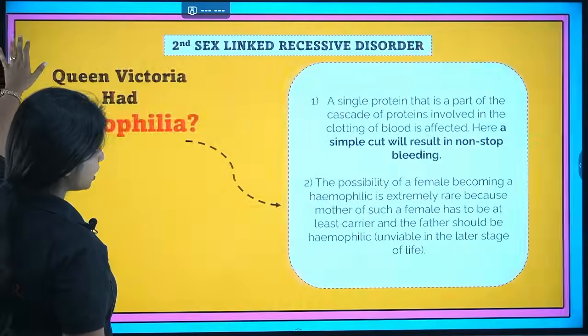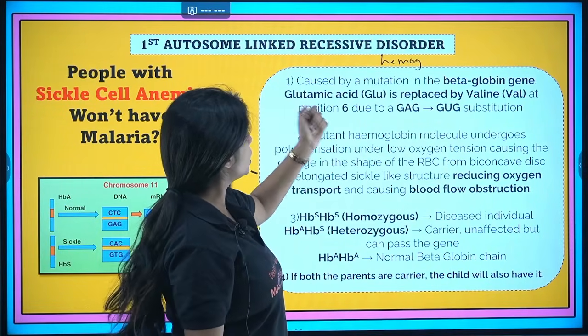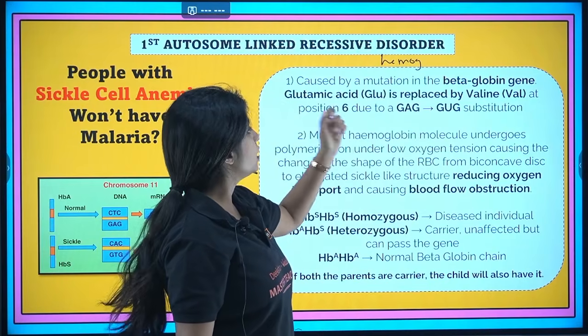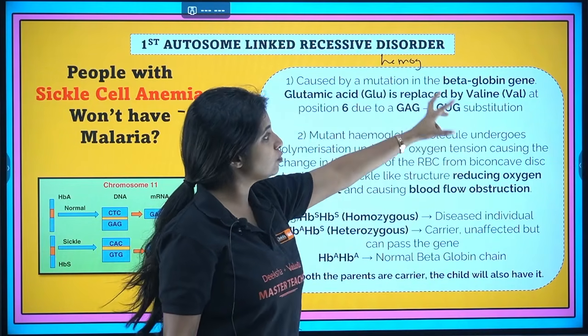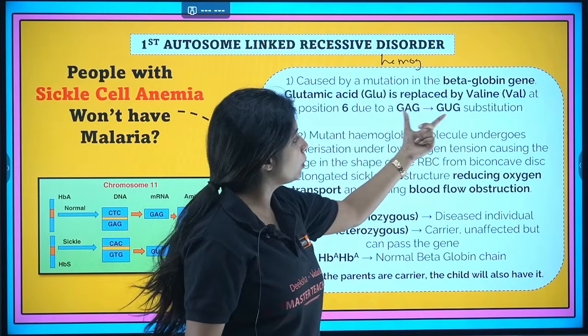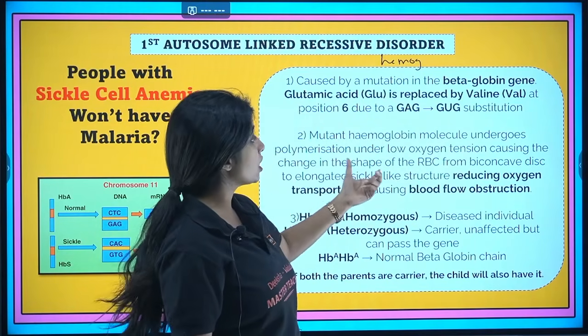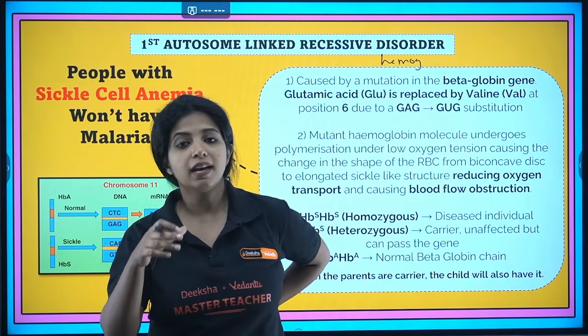Over here, let's read about it and get a better clarity. Caused by mutation in the beta globin gene, glutamic acid is replaced by valine at position number 6 due to GAG to GUG substitution. Now, mutant hemoglobin molecule undergoes polymerization under low oxygen tension, causing the change in the shape of the RBC. This mutant hemoglobin leads to what?